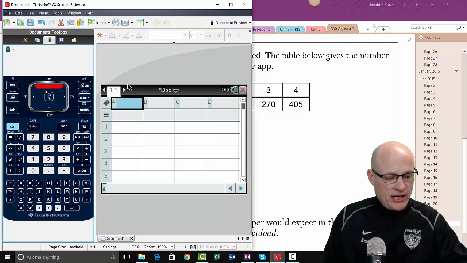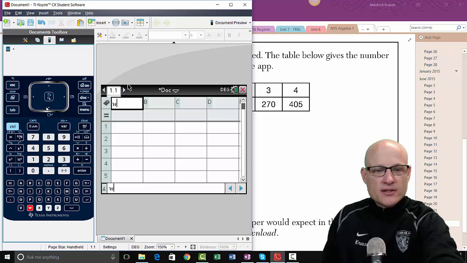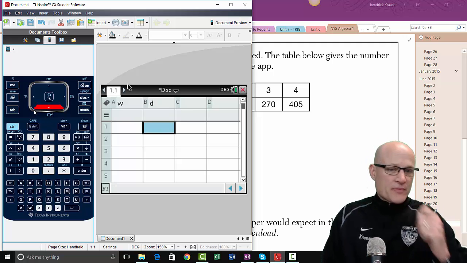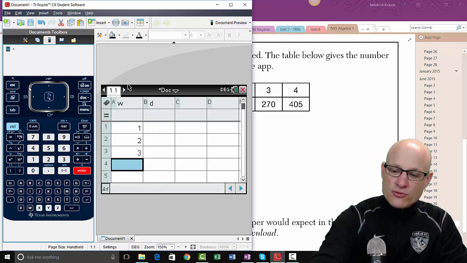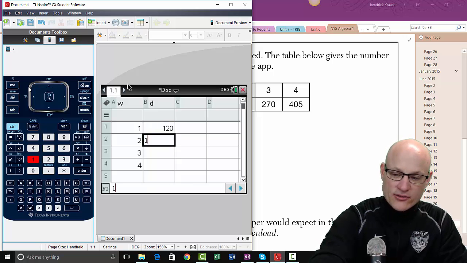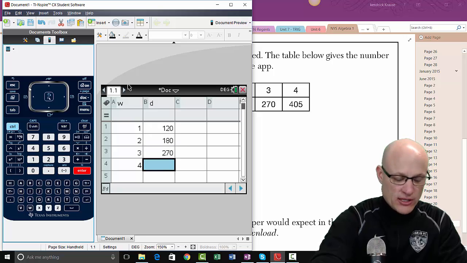We'll come up here and we'll call this weeks. That's our X value. And we'll call this D for downloads. That's our Y value. Some people just use X and Y. X and Y usually get you into trouble sometimes. All right, so this is just 1, 2, 3, 4. That's not bad. The most mistakes made on this is not typing in the correct answers. It's so easy just to miss a number and screw up.